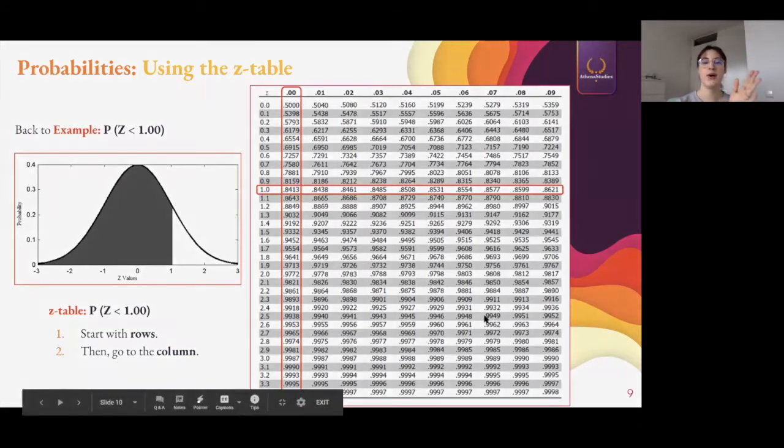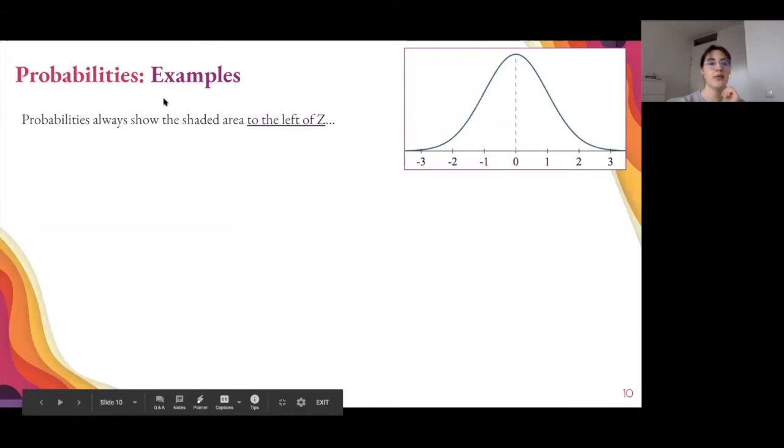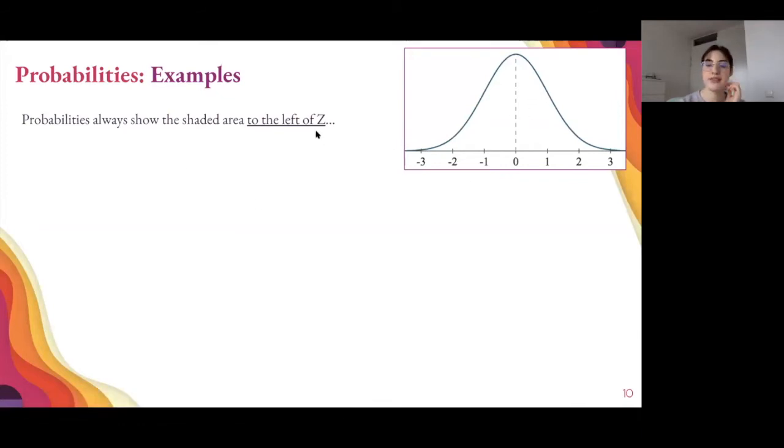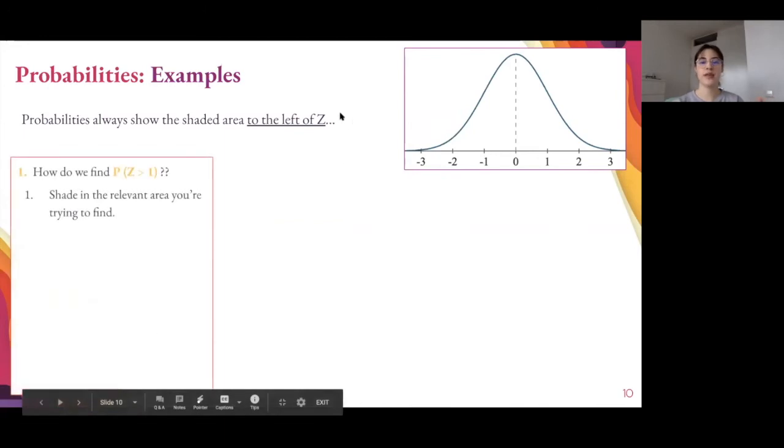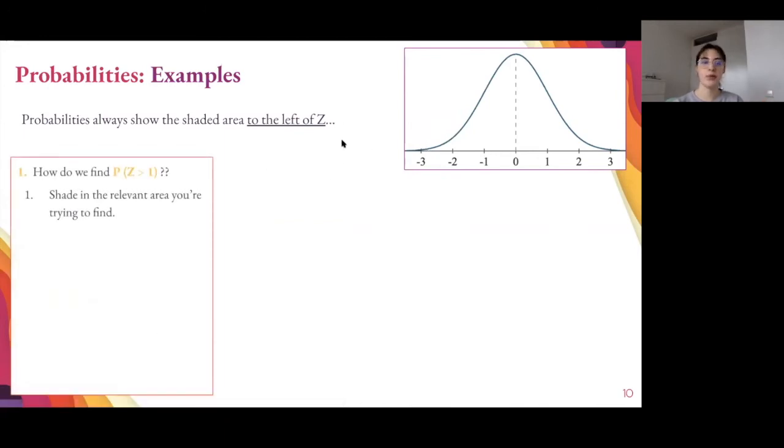All right, so now that we've looked at how to use the z-table, let's look at some different scenarios. Our z-score that's going to be given to us may not always be such a nice number as 1. And also the inequality may not always be less than. So it may not always agree with the areas that are given to us on the z-table. Our previous example on the previous slide was what was the probability that z was less than 1? And in this case, we're trying to find the probability that z is greater than 1.